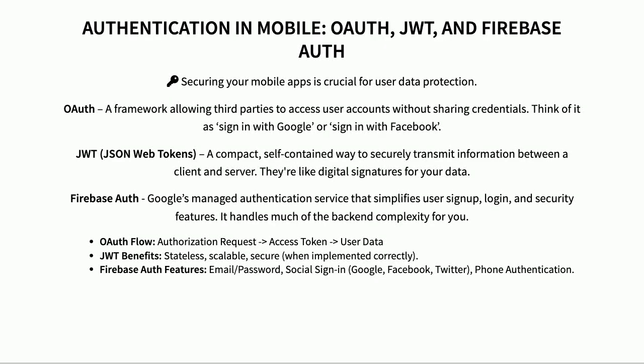Let's talk about keeping your mobile app secure. We'll explore 3 key methods for authentication: OAuth, JWT, and Firebase Auth. OAuth lets users sign in with existing accounts like Google or Facebook, no need to create a new password. JWTs are like digital keys that securely transmit user information between the app and the server. And Firebase Auth is a really handy service from Google that simplifies all of this for you, handling things like email logins and social sign-in.